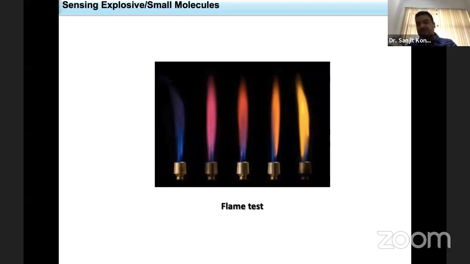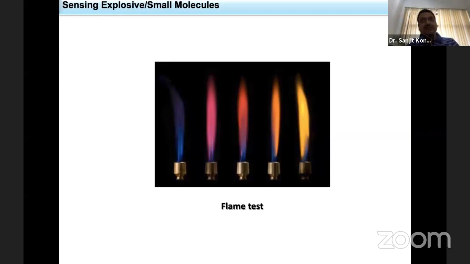If you get, say, crimson red, then you say, okay, I got lithium. Or if it is bright yellow like this, you conclude, okay, my sample has sodium. You can do simple tests to detect different alkali and alkaline earth metal ions contained in your sample. Why is it happening?